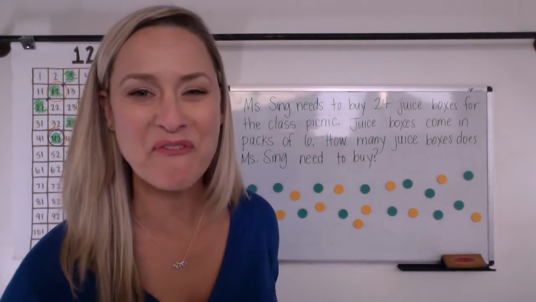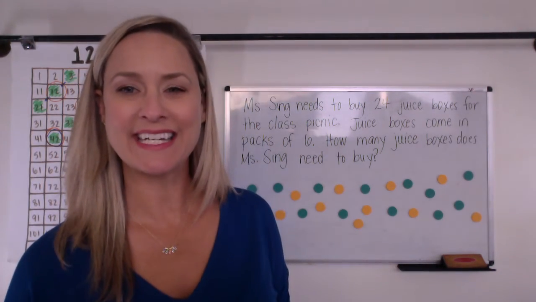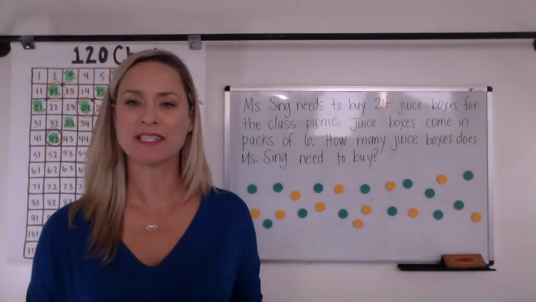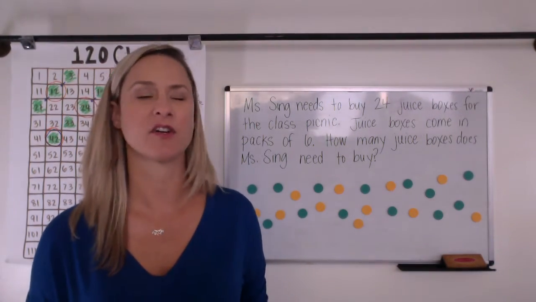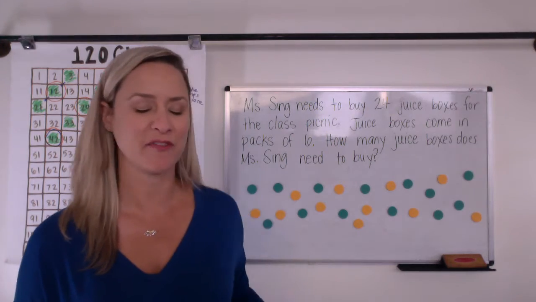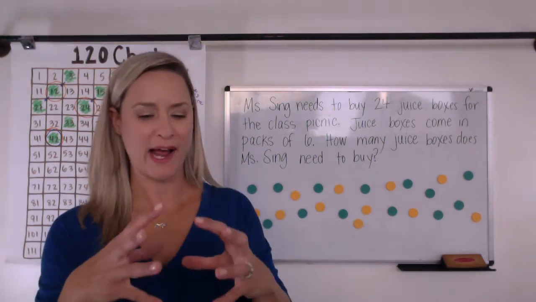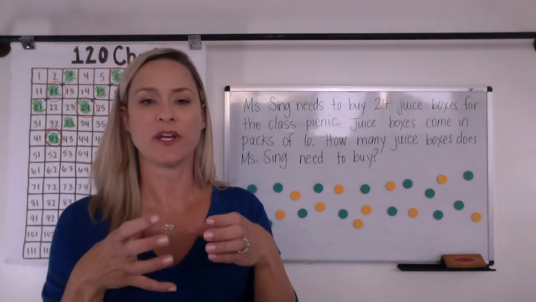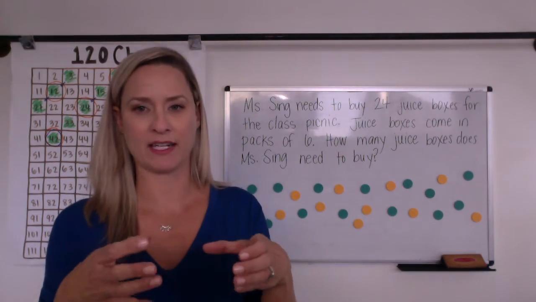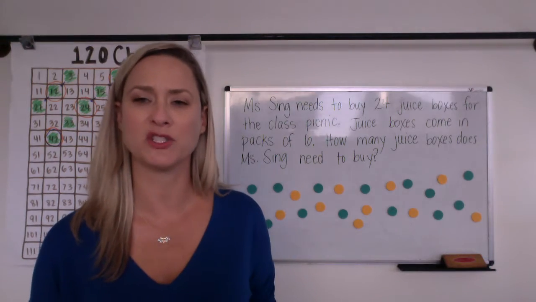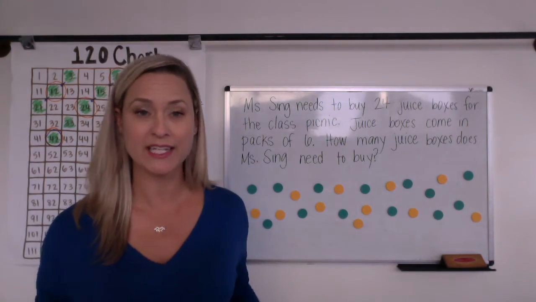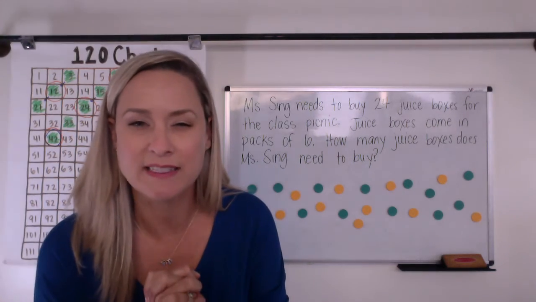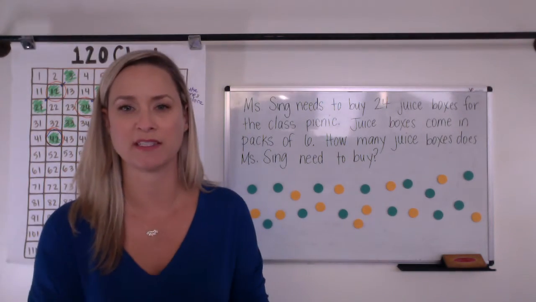All right, kids, here we've got our problem. Miss Singh needs to buy 24 juice boxes for the class picnic. Juice boxes come in packs of 6. Okay, so I want you to imagine yourself at the grocery store, and you're buying packs of juice or soda cans, whatever. They come in a pack, right? So each one has 6 in a pack, and she has to figure out how many juice boxes she has to buy in order to have enough for all 24 kids, right? So juice boxes come in packs of 6. How many juice boxes does Mrs.